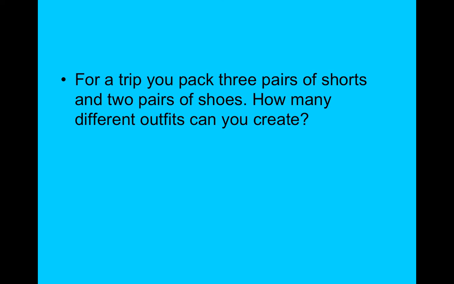Let's have a look now at some worded examples for using this. And each time we need to consider carefully, are we going combinations or are we going permutations? So for a trip, you pack 3 pairs of shorts and 2 pairs of shoes. How many different outfits can you create? So this again is just the multiplication principle. I've got 3 pairs of shorts and 2 pairs of shoes. So it's a multiplication, 3 times 2, which gives me 6 possible outfits.